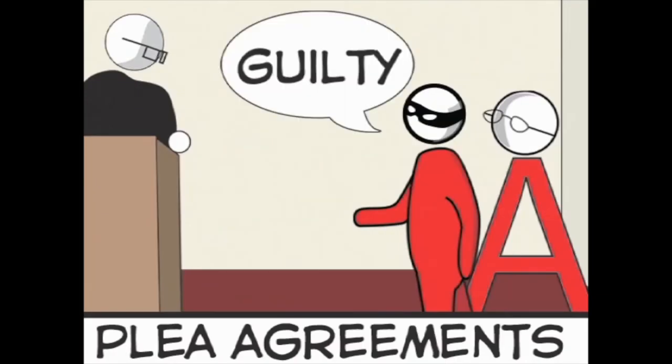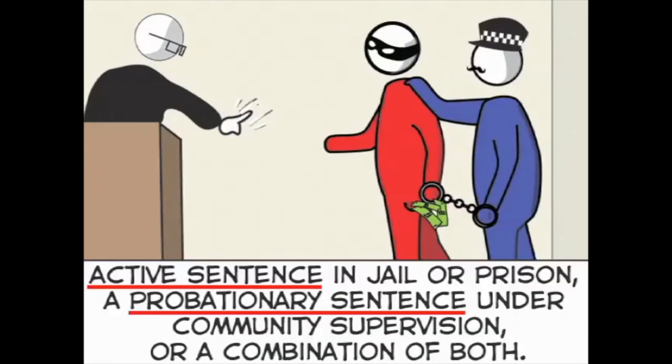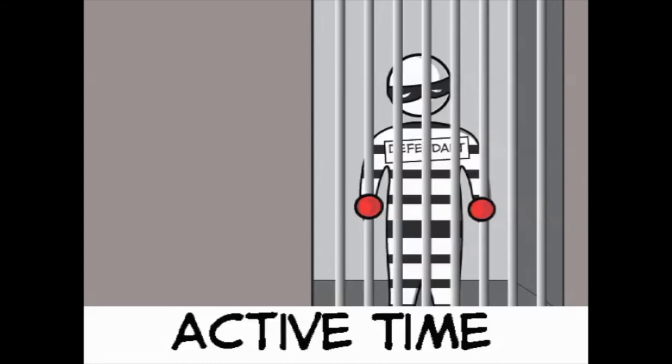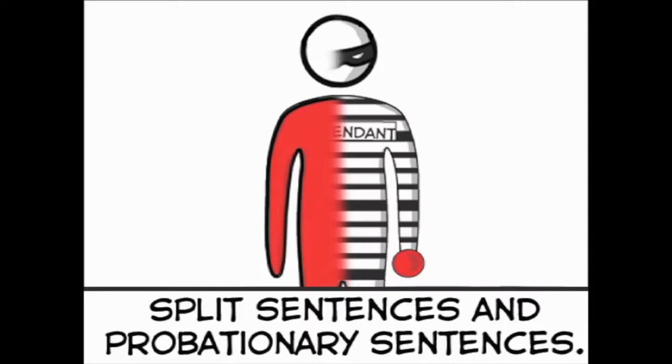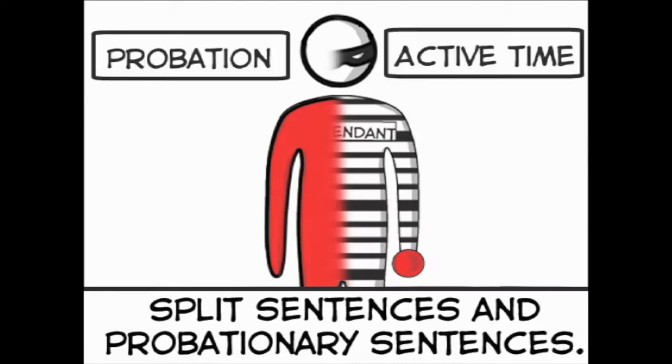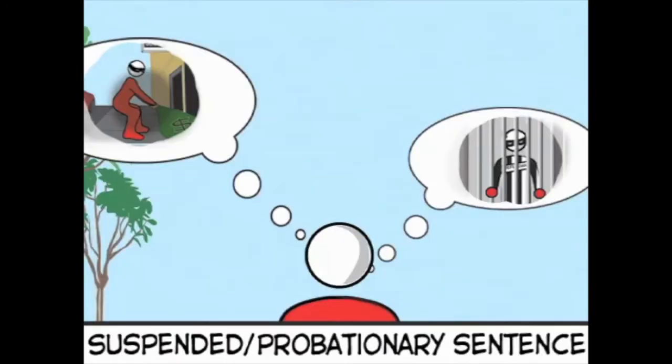Guilty. Plea agreements. A sentence can be an active sentence in jail or prison, a probationary sentence under community supervision, or a combination of both. Active time. Split sentences and probationary sentences. A suspended or probationary sentence.